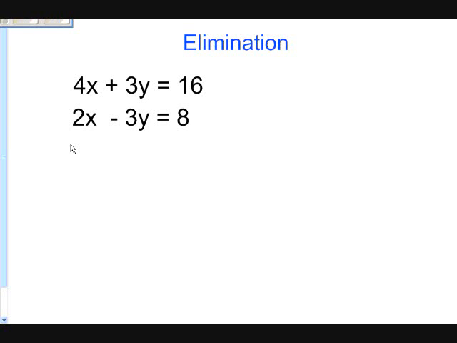We're going to take a look at elimination. Elimination is another way to solve a system of equations. A system of equations is any time that we have two equations that would be graphed, and the answer is the point where the two graphs would intersect each other.